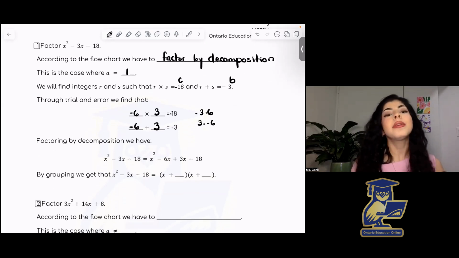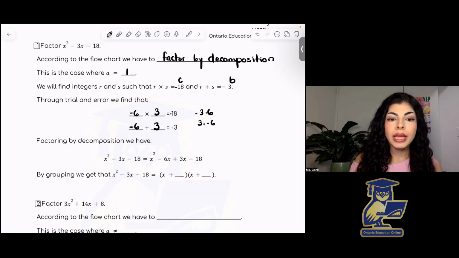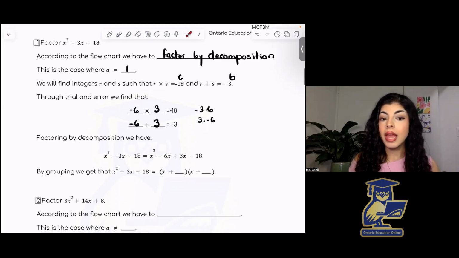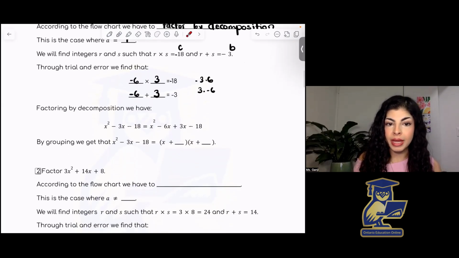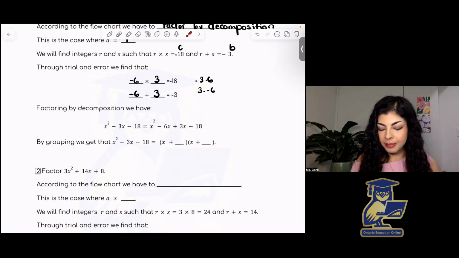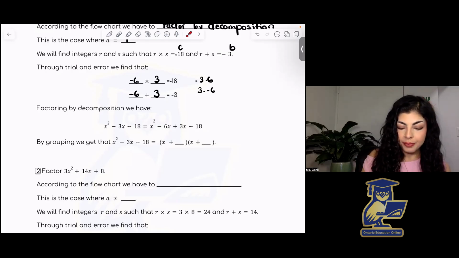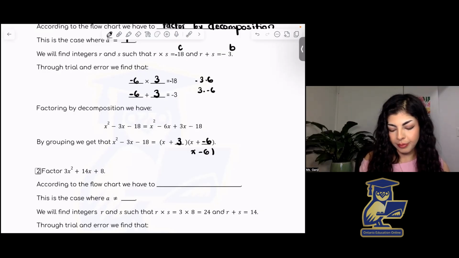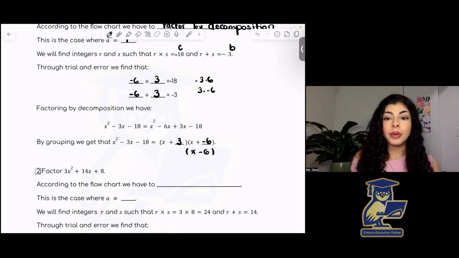And now, if we factor by decomposition, we are breaking apart that 3 into negative 6x and 3x, which is what we have done here. And now, if we factor by grouping, we see that in the first two terms, they only have an x in common, and in the second two terms, they have a 3 in common. So you will get x plus 3 and x minus 6, or this one is also, either way works. And now we're done. We have factored.